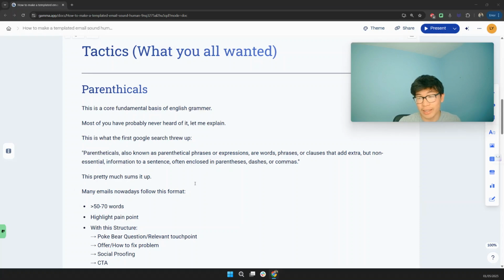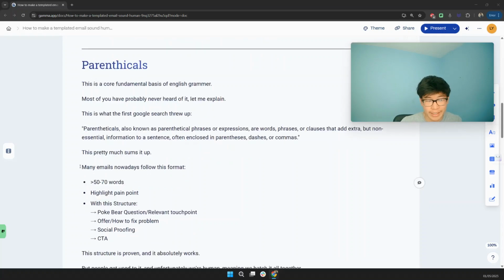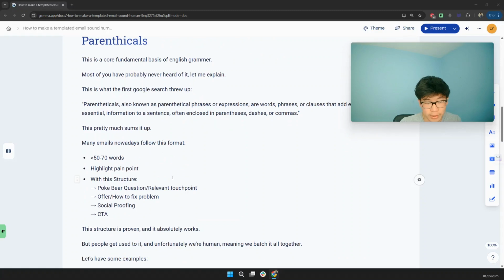Because emails nowadays, you are basically acting as a pattern interrupt. This is an email: less than 50 words, or 50 to 70 words. Highlight a pain point, or a structure of a poke-the-bear question or a relevant touchpoint, an offer or how to fix the problem, social proofing, and a CTA.